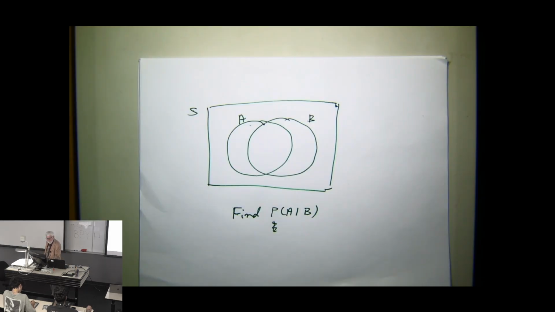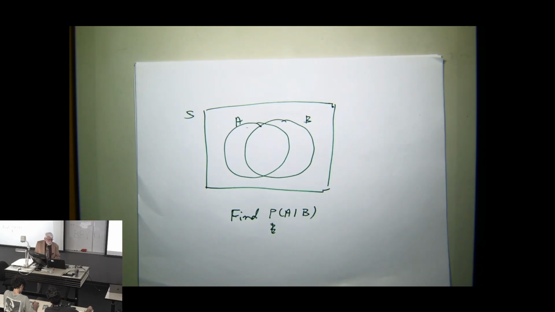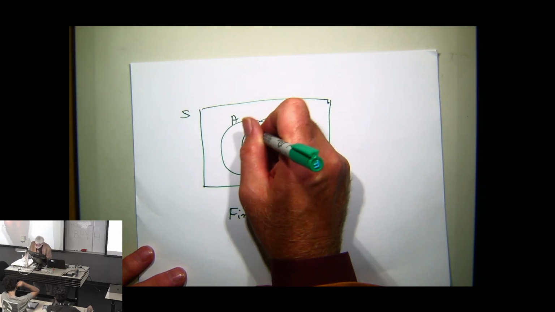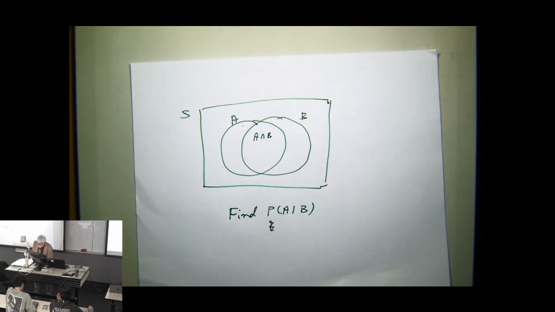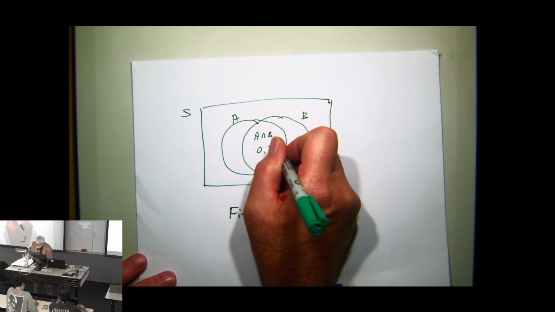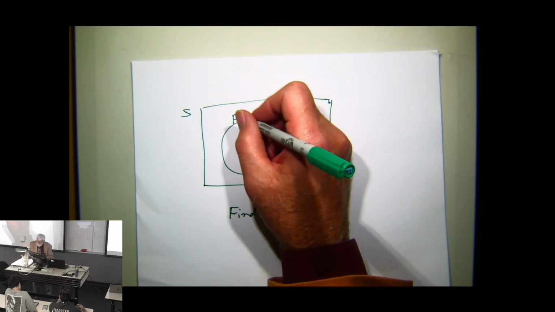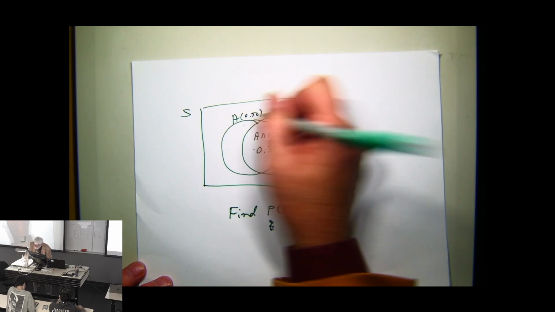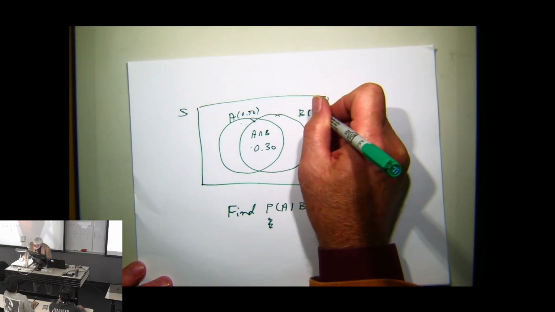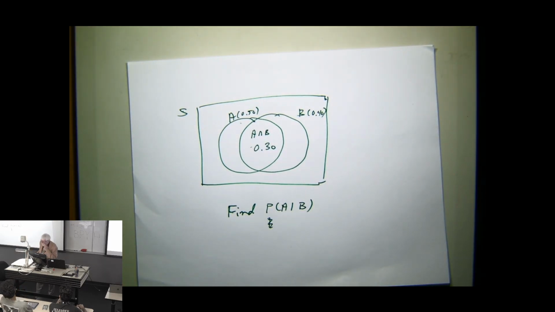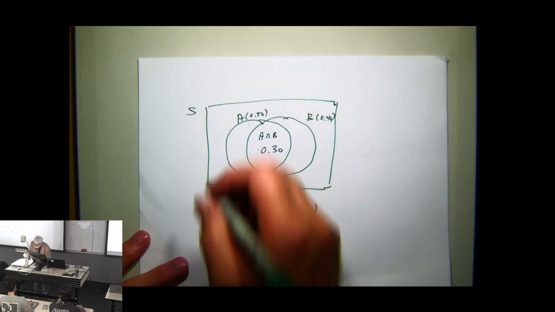So I drew that diagram out again on the dot camera, and again, this is A intersection B, and what was that probability? It's given to us as 0.30, and we know the probability of A was 0.50, and the probability of B was 0.40, so we can go through and finish everything else on our Venn diagram.